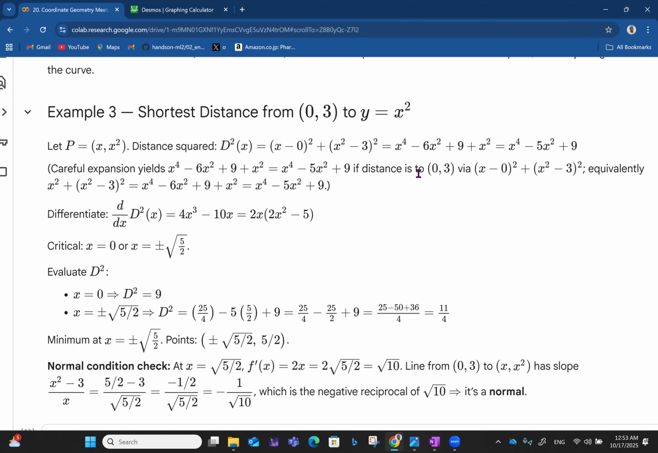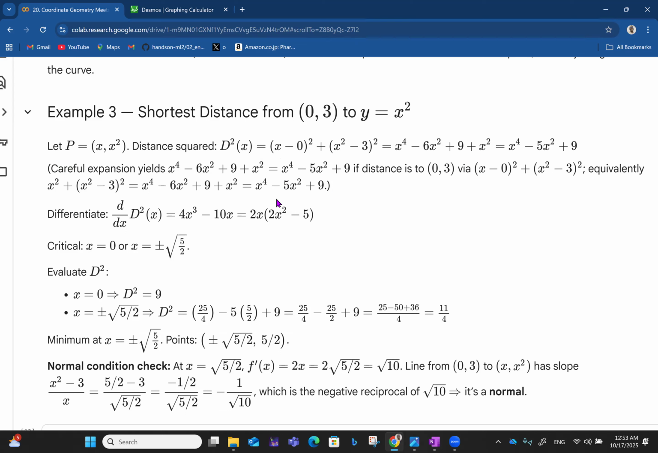The distance to (0, 3) is via (x minus 0) squared plus (x squared minus 3) all squared. Equivalently, we have x squared plus (x squared minus 3) all squared, and that is that expansion. So anyhow you do it, you get the same x raised to power 4 minus 5x squared plus 9. That's the square of the distance.